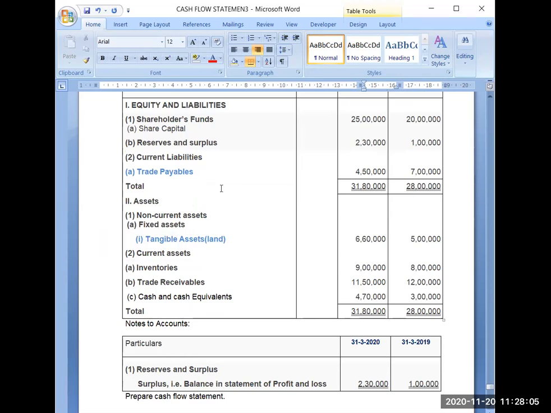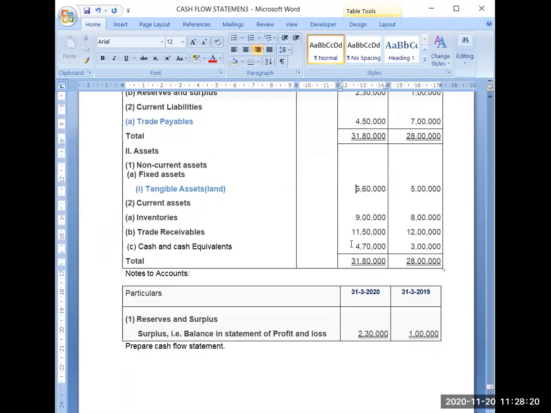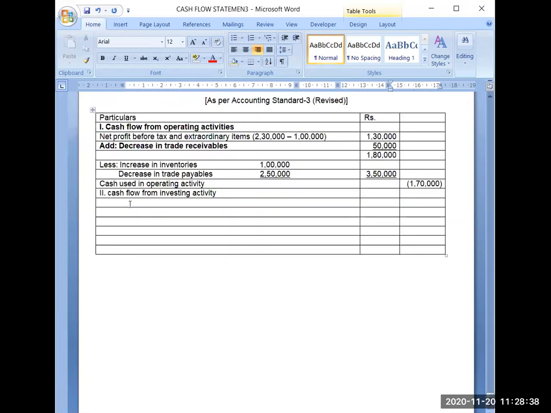So now in investing activity, we have to look after this area, non-current assets. There is only one tangible asset, and land is opening balance is 5 lakh and closing balance is 6,60,000. We can prepare a working note also, we can prepare land account also, but on the face of it, it is clearly visible that my land is increasing. And why my land value is increasing? Because I would have purchased the land. That is the only reason. So, because no information is given otherwise, I will consider it as purchase.